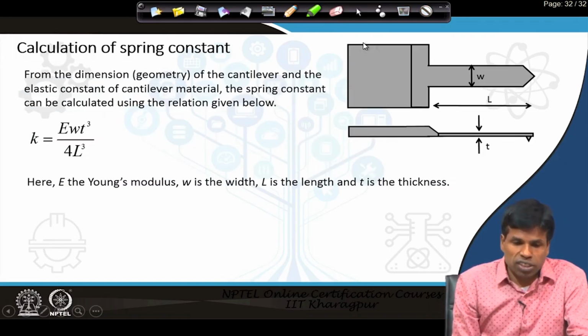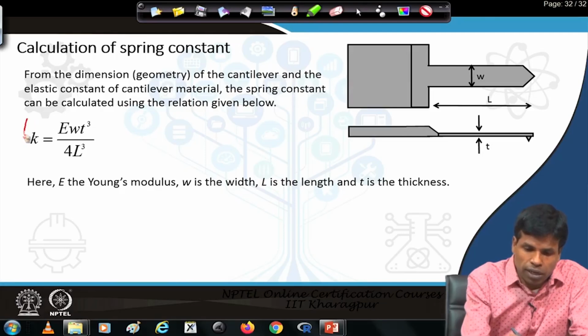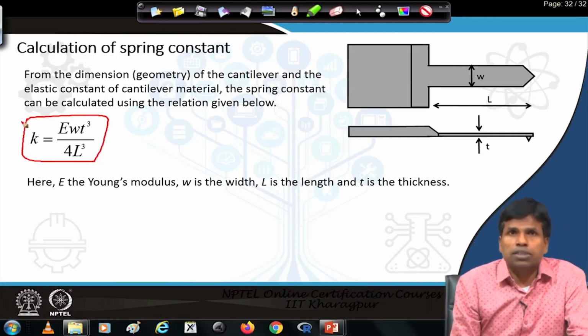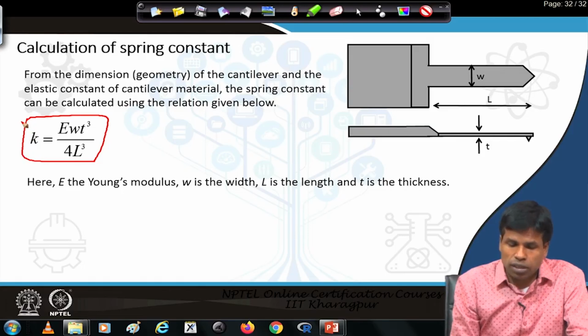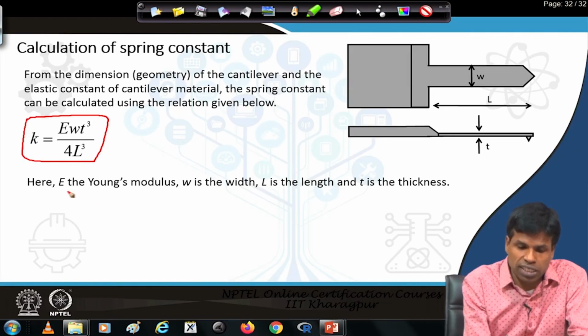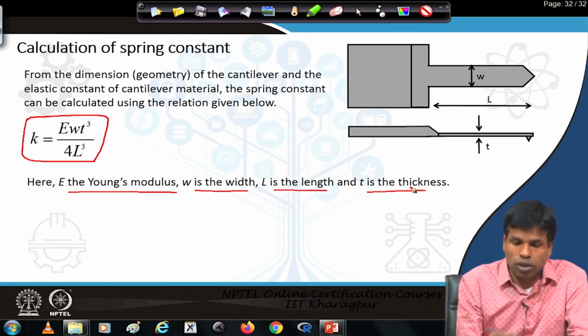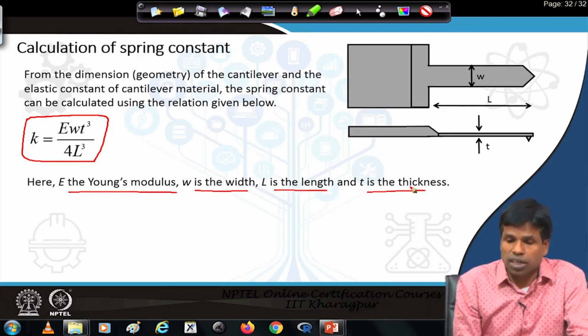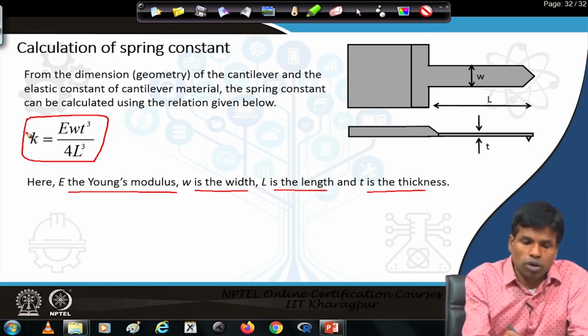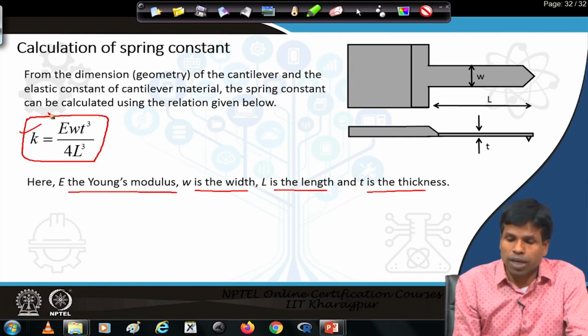One can calculate the spring constant from the geometry of the cantilever. This is the formula for estimating the spring constant using the material constant and dimensions. Here E is the Young's modulus, W is the width, L is the length, and T is the thickness. Using these, one can calculate the spring constant, and if we want a particular spring constant value, the dimensions can be varied accordingly.